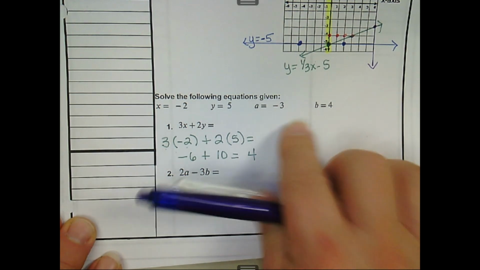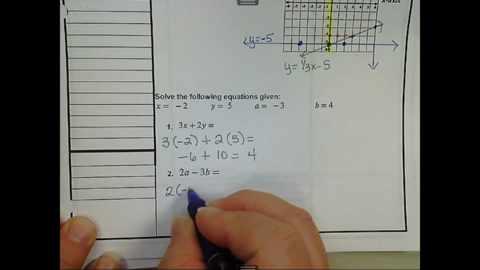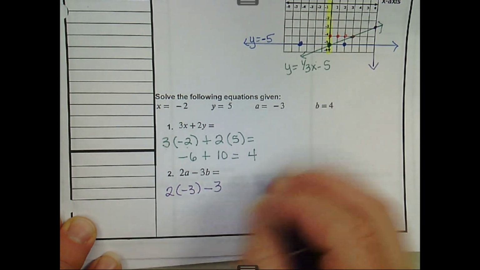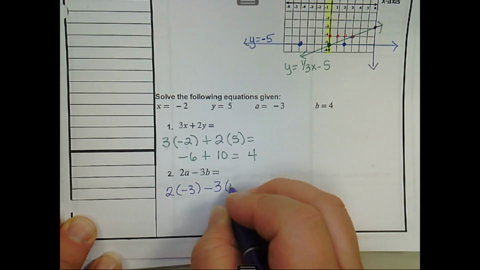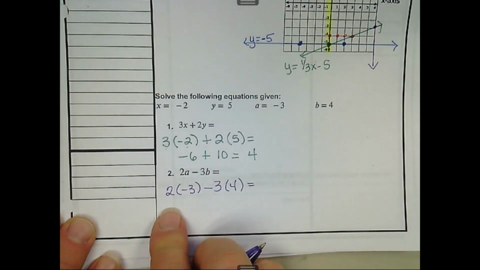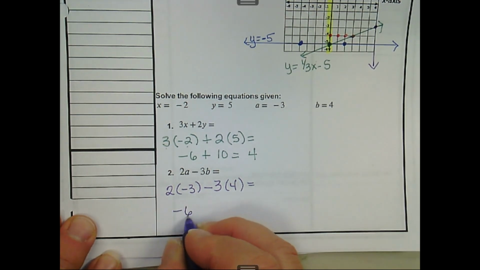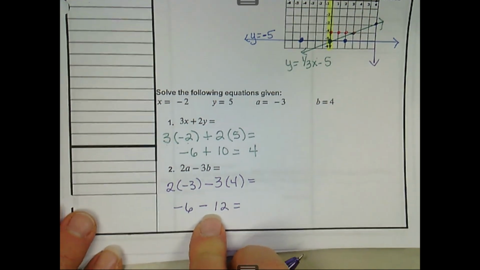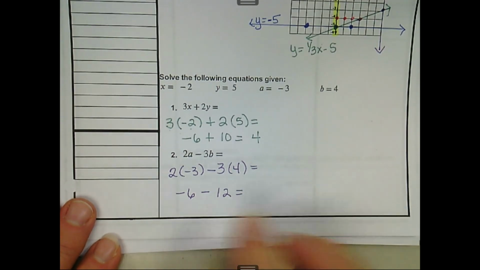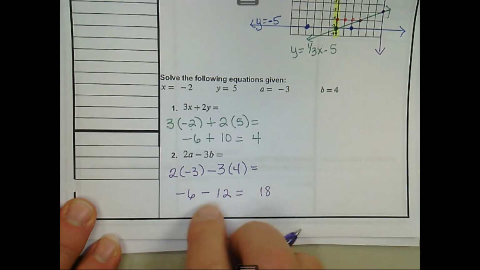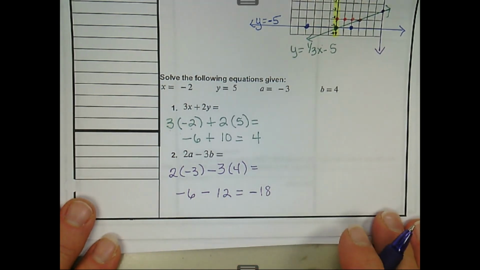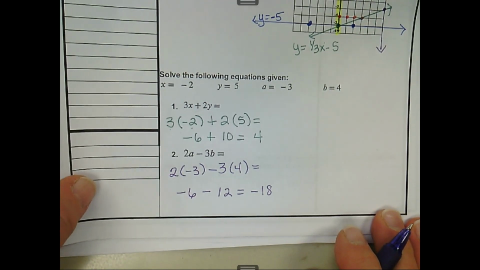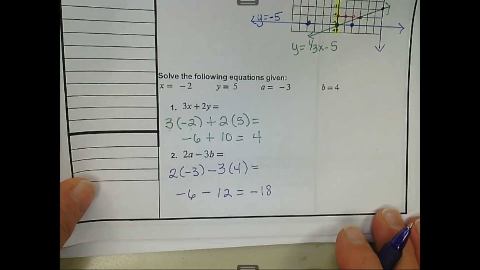2a, a is negative 3. 2 times negative 3 minus 3b. B is 4, 3 times 4. 2 times negative 3 is negative 6. Minus 3 times 4 is 12. They're both negative, so I'll add them together. 6 plus 12 is 18. Keep the negative sign. So that is negative 18. Okay, if you have questions, pause the video and back it up and watch it again.